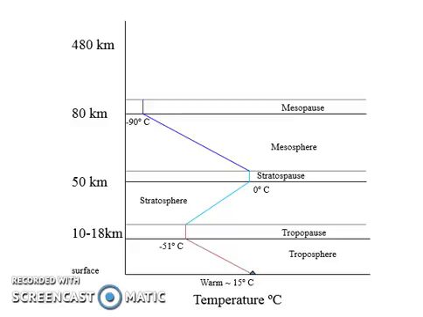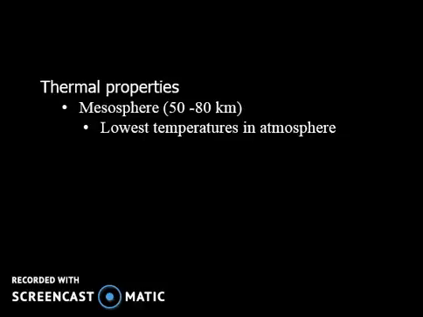We also have the mesopause. Okay. Now, when we look at the mesosphere, we know that it has the lowest temperature in the atmosphere because we're so far removed from the Earth's surface and that re-radiating energy.